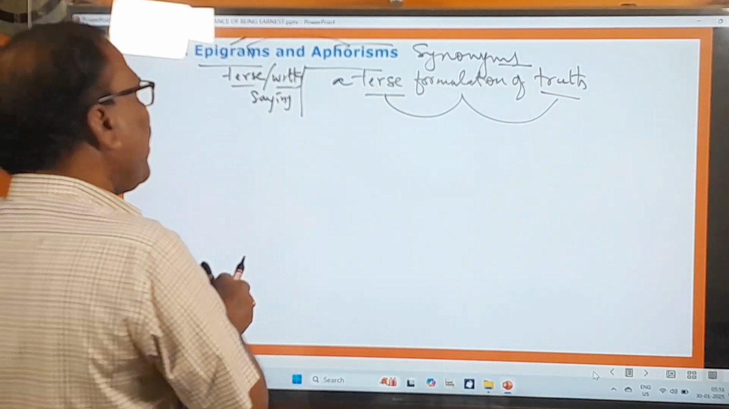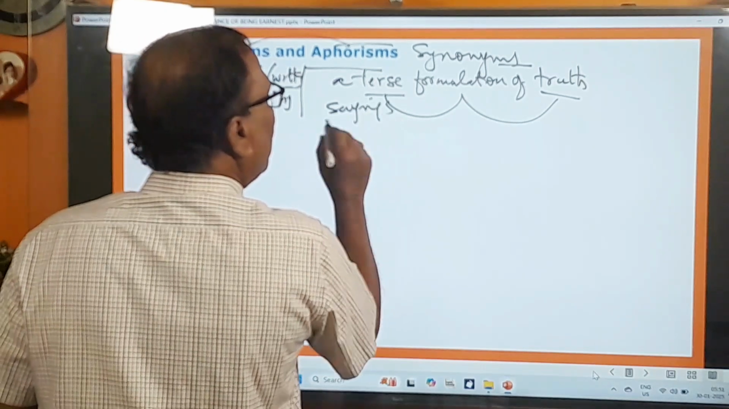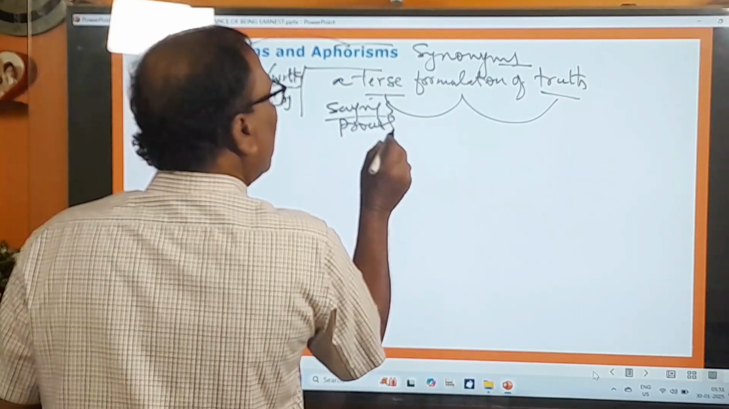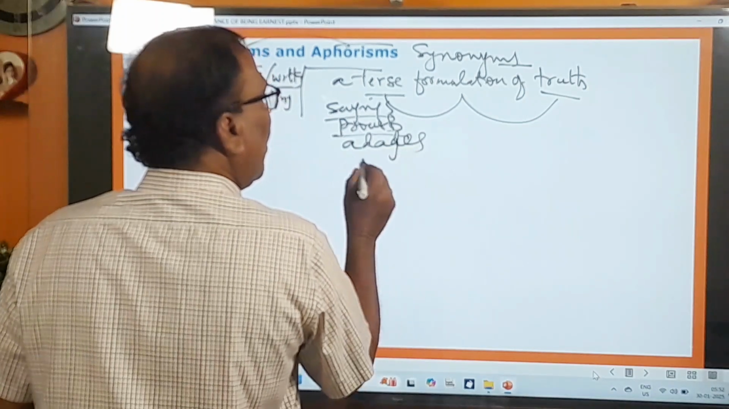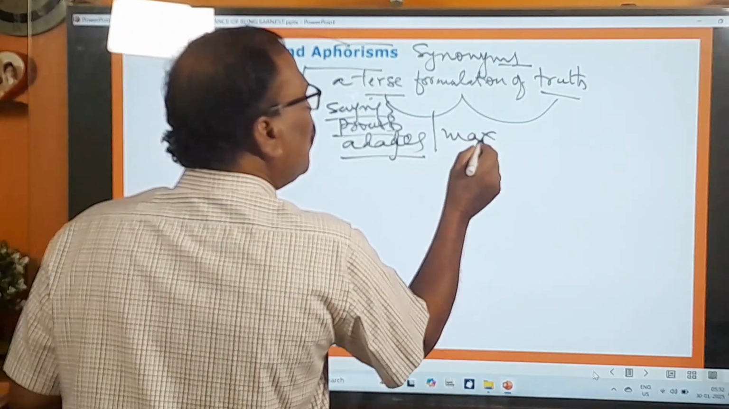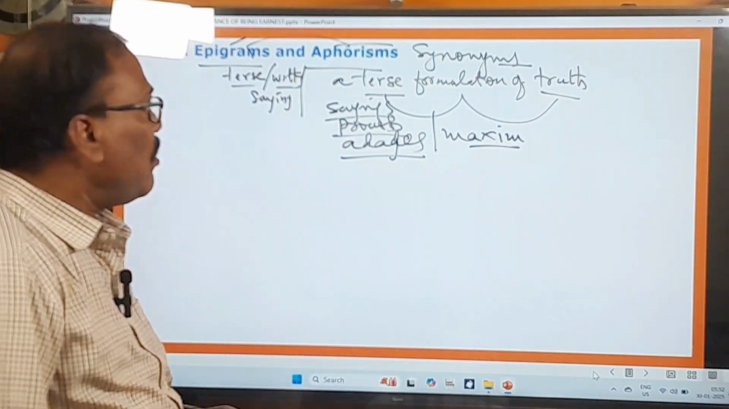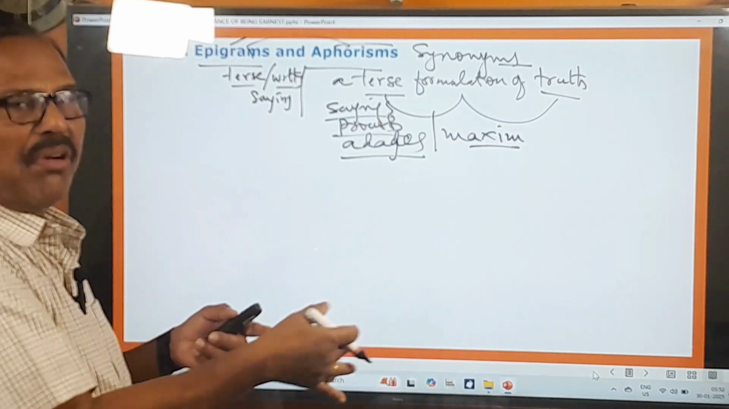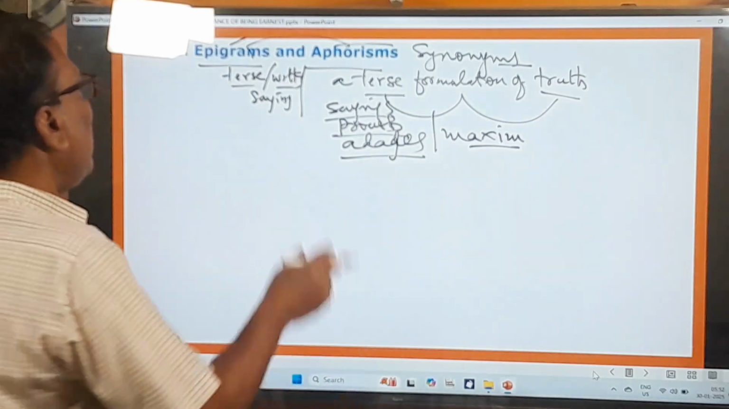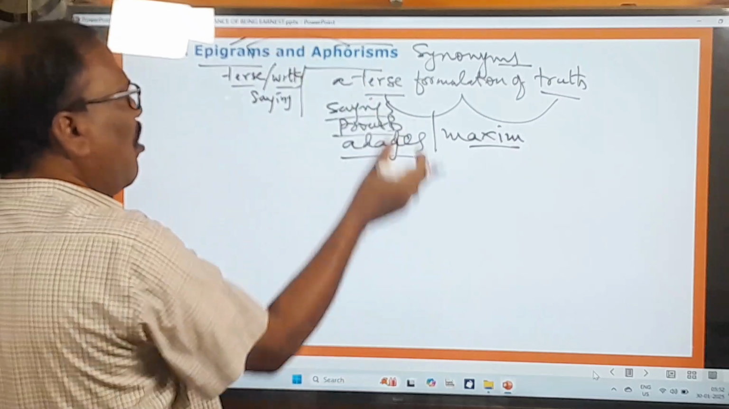That means epigrams and aphorisms mean sayings, directly speaking, sayings, sametalu, proverbs. You can also call them adages, and maxims, suktulu. Sukti, you know that very well in Telugu. So, Sukti, Sameta, Niti Vakyamu, all such things are one and the same. So here epigrams and aphorisms are one and the same, and therefore they are called synonyms.